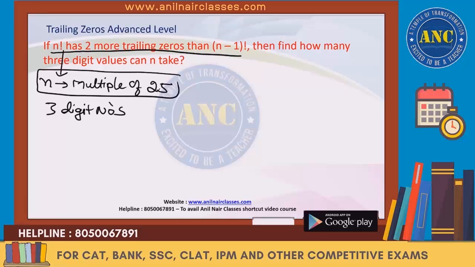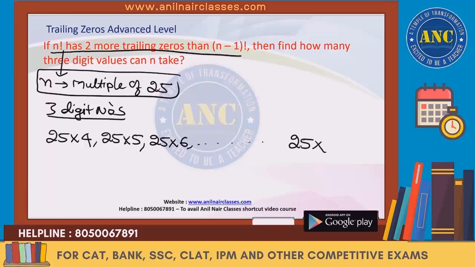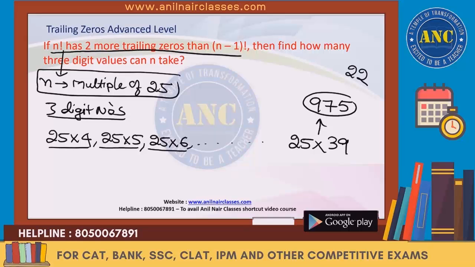How many 3-digit numbers will I get? What is the lowest multiple of 25? 25 fours are 100, 25 fives are 125, 25 sixes are 150, and so on up to 1000 divided by 25, which is 40. So it is 25 into 39, which is 975. I cannot take 1000 because it's not a 3-digit number. So 25 fours, 25 fives, 25 sixes, till 25 thirty-nines.